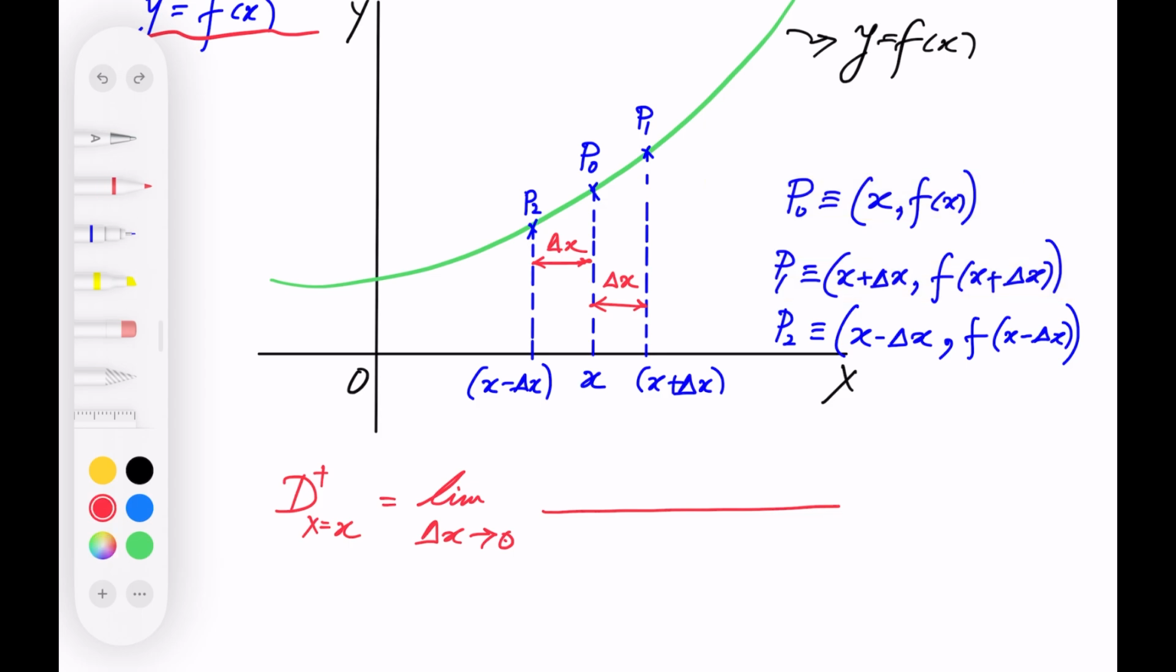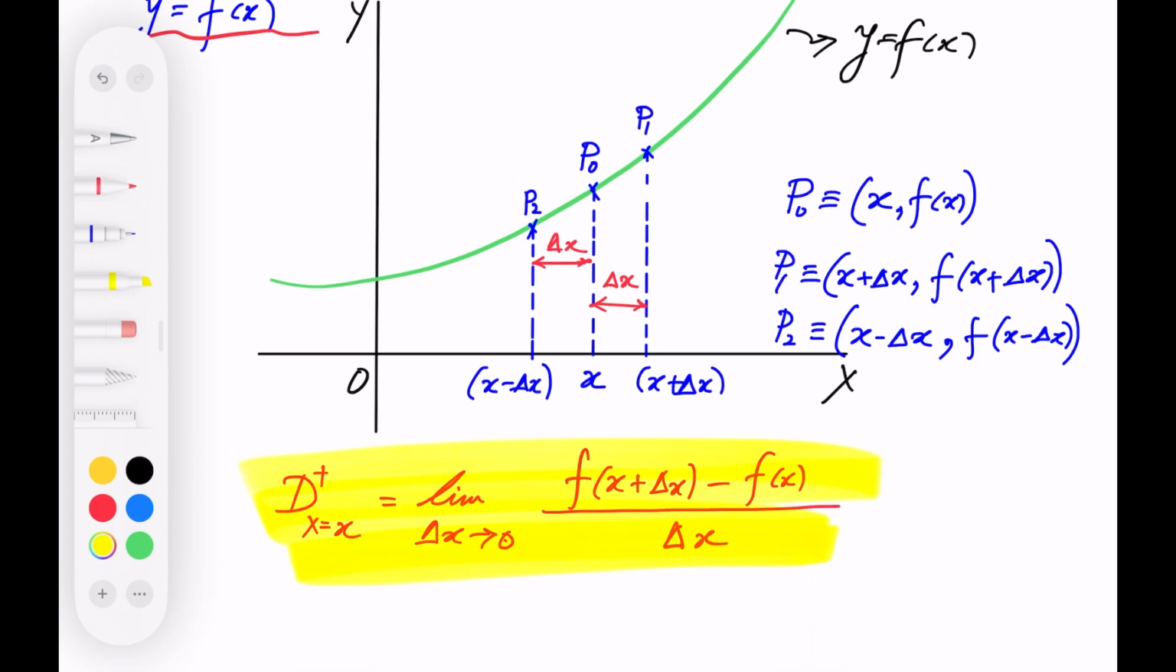The difference of y coordinates should be f of x plus delta x minus f of x. So let me write it on the numerator, f of x plus delta x minus f of x. In the denominator, the difference of x coordinates should be x plus delta x minus x. Those two will be simplified to become just delta x in the denominator. So this is our equation for the right hand differentiability.